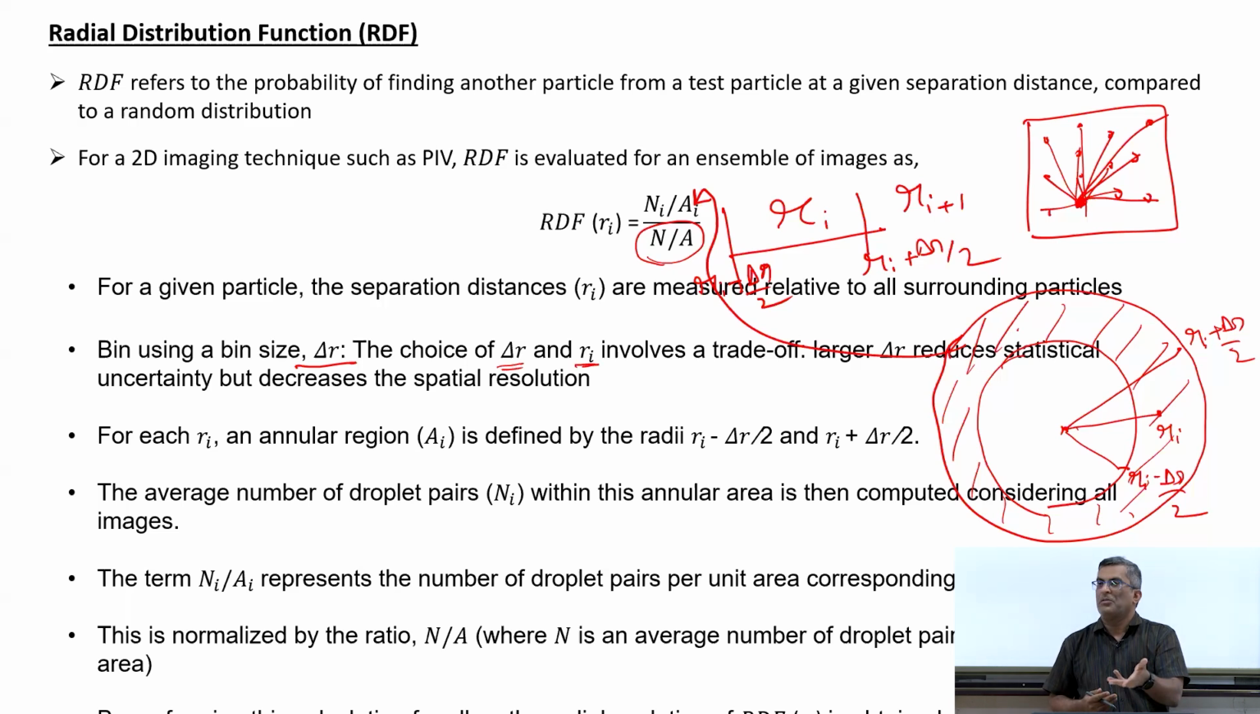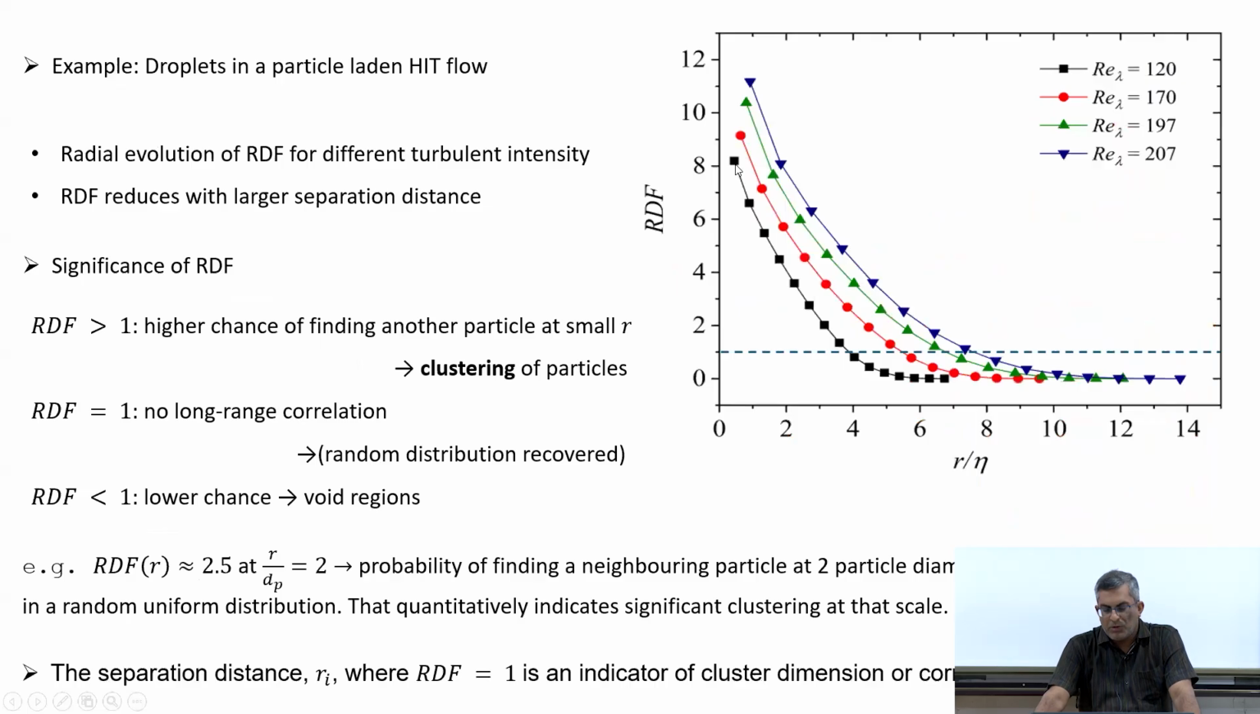Why? Because the effective depth of the field actually varies with particle size. But we are not bringing all those complexities here. What we say is that yes, here the assumption is that the depth of field is uniform, and that is equal to the thickness of the laser sheet, that is all. And then we calculate this quantity called RDF. Now, here you can see how this parameter RDF varies with radial separation distance.